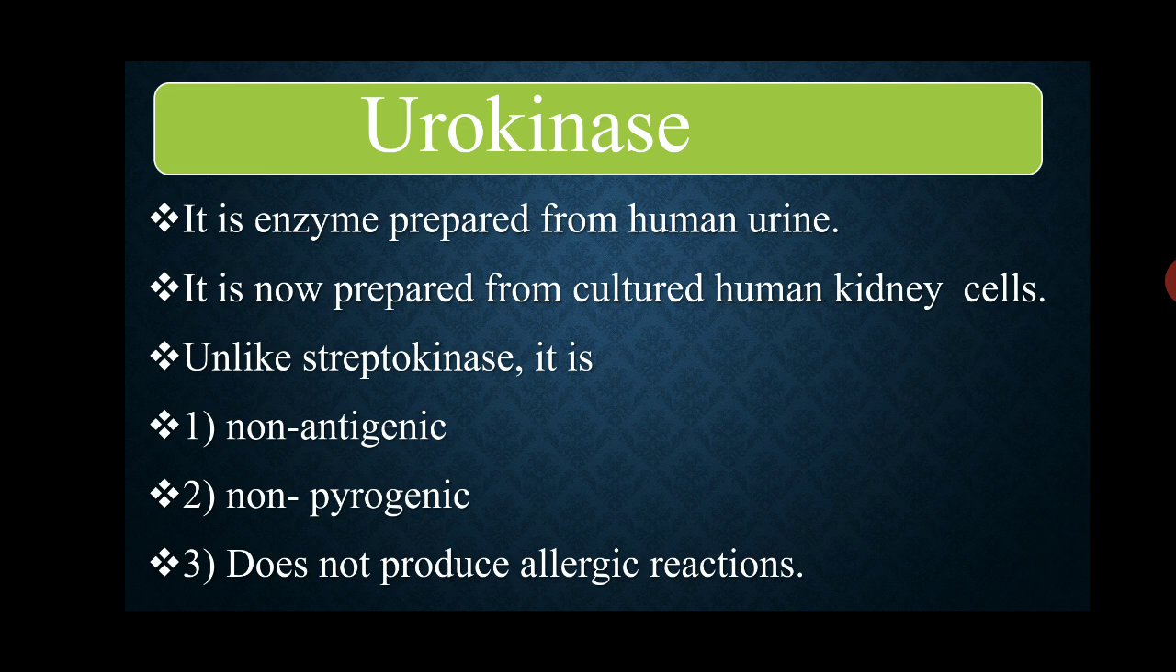Then urokinase. It is also a fibrinolytic agent or thrombolytic agent. This urokinase is an enzyme prepared from human urine. It is obtained from human urine. It is now prepared from cultured human kidney cells.